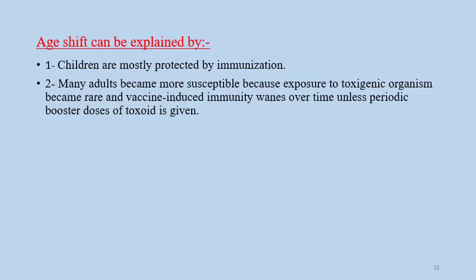لأن في الأول كان children نقدر نعتبرهم هم reservoir of infection. فلما ما بقاش في spread of the organism in the environment, adults are not going to acquire the natural immunity against the organism. And at the same time, if this adult has taken the vaccine when he was a child, the vaccine-induced immunity wanes over time. Wanes يعني weakens, يعني تضعف over time, unless periodic booster doses of the toxoid is given, which is supposed to be taken every 10 years.